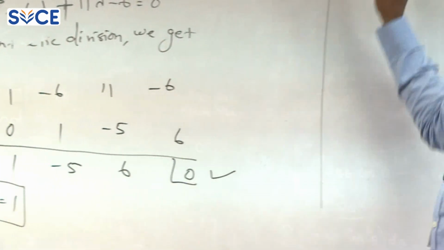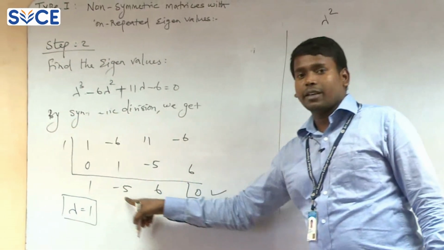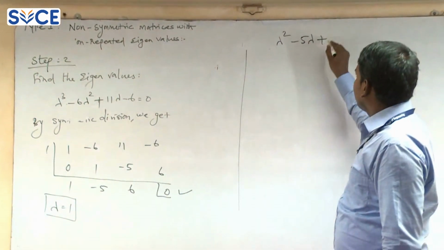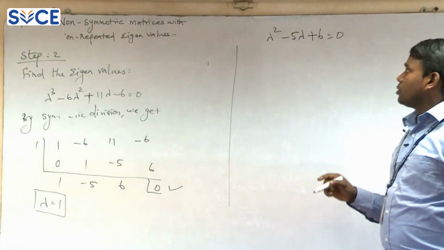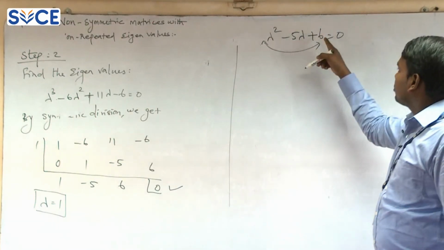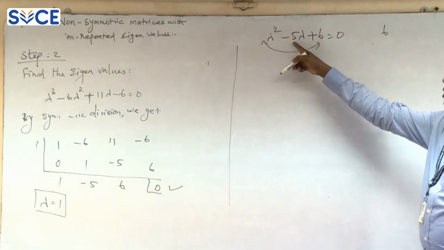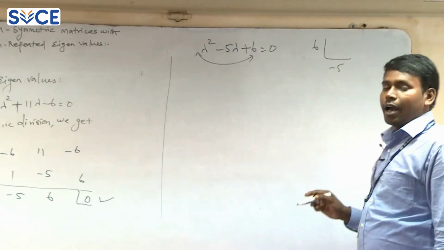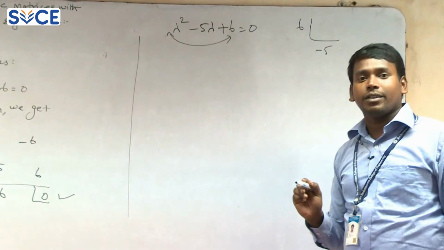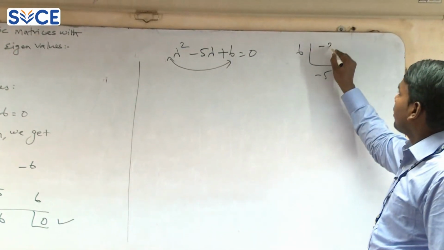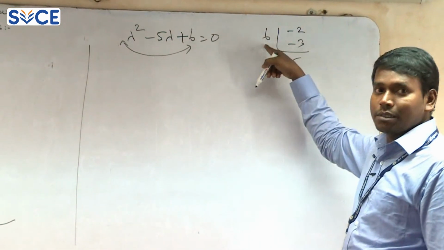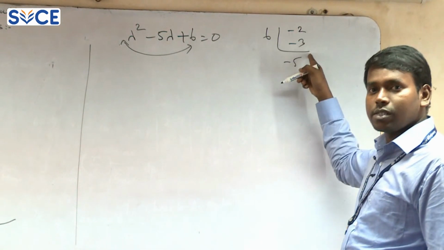So the quadratic equation is lambda square, next minus 5 lambda, next 6, equal to 0. Here the lambda square coefficient is 1, so the product of the last two terms is 6, and the middle term is minus 5. The sum of the two numbers should be minus 5 and the product should be 6, so we have to identify the numbers. Minus 2 and minus 3: adding gives minus 5, and the product is 6, since minus into minus plus 2 threes are 6.